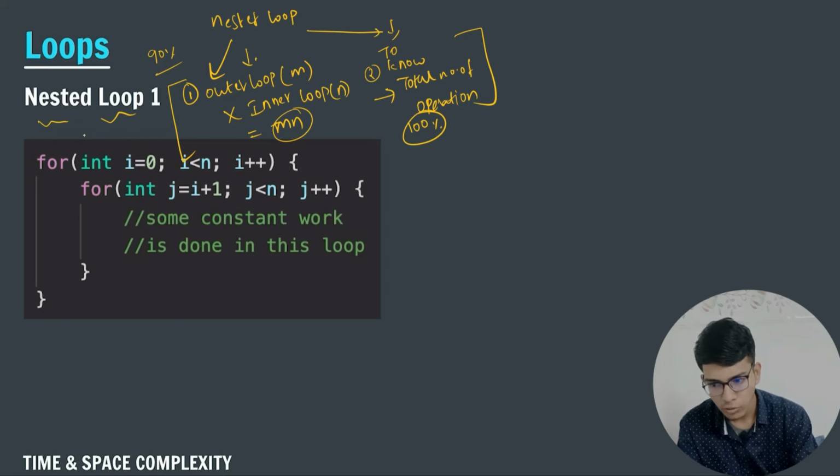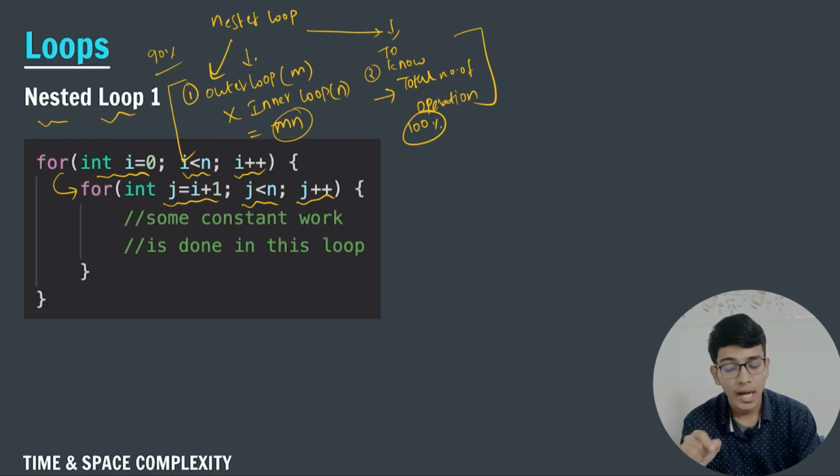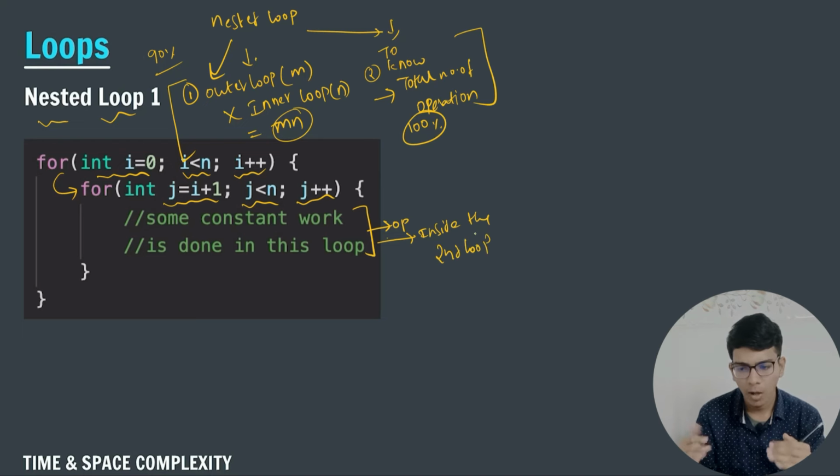In the loop we have two for loops. Our first loop, our outer loop: int i equals 0, going up to i less than n, then i plus plus. In the inner loop, we start from j equals i plus 1, and j should be less than n, then j plus plus. I need you to observe one thing: whatever work we are performing, whatever operations are taking place, is inside the inner loop, the second loop. So this is the thing you need to observe here.